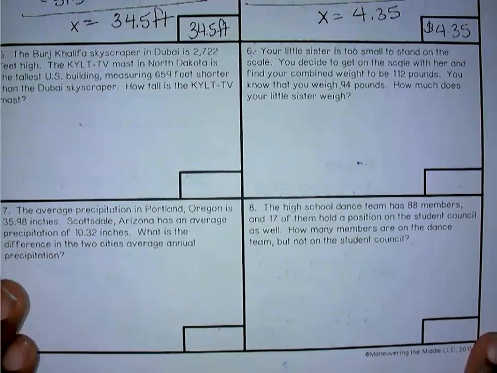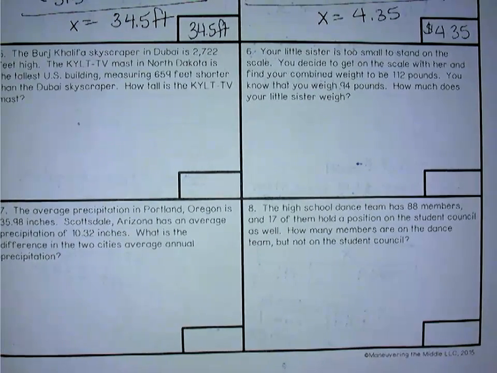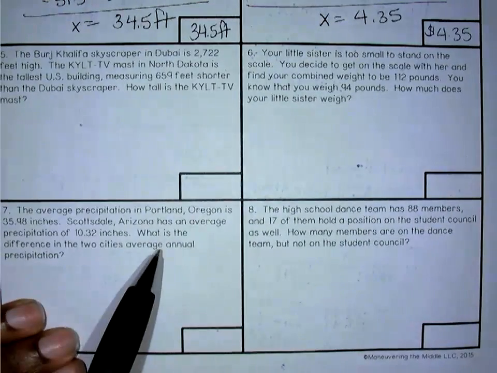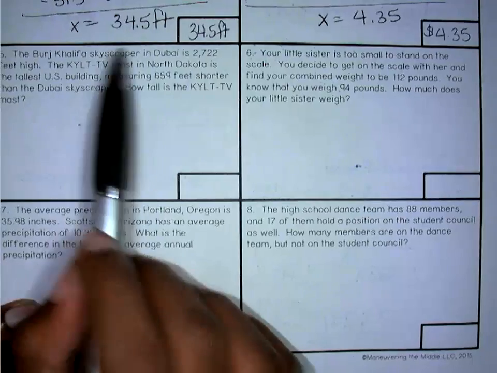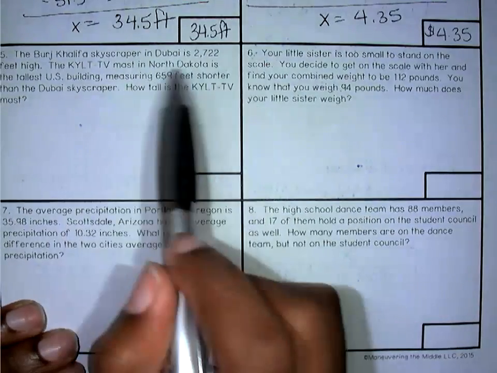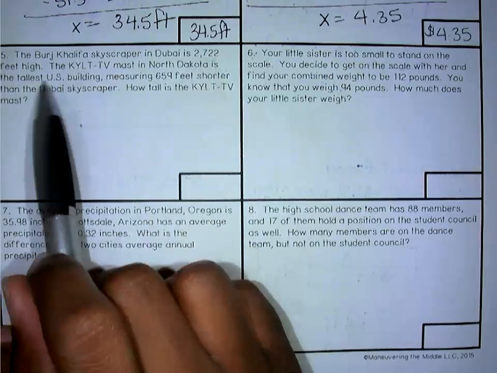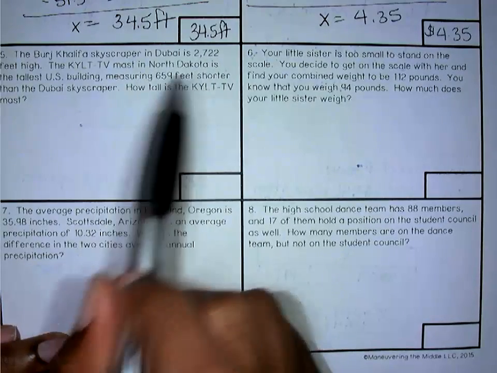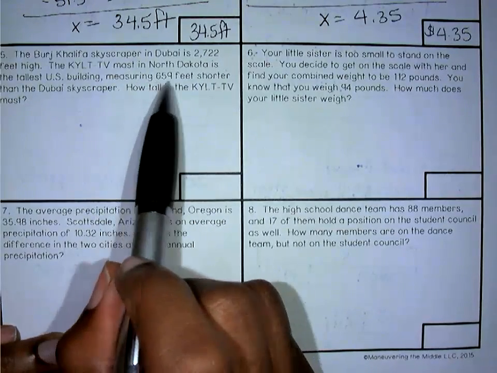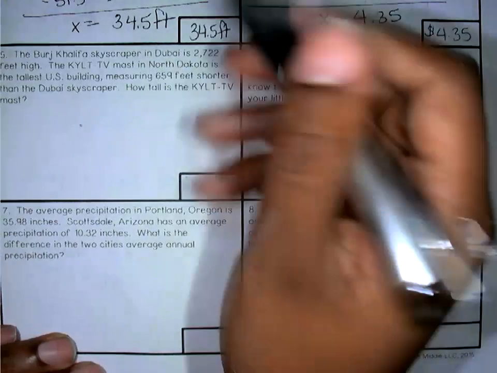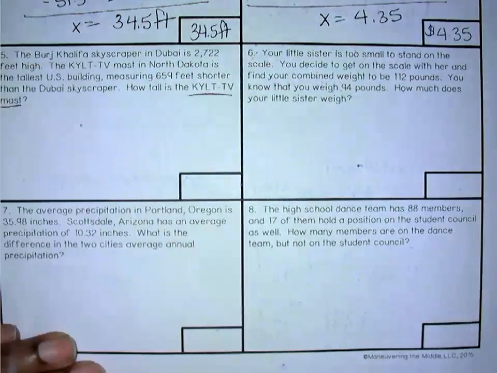All right, for 5, 6, 7, and 8. Okay. Now, this one has some crazy words in it. I'm not going to try to pronounce this, but they're talking about skyscrapers in Dubai, and it says one that was 2,722 feet high, and the one in North Dakota was measuring 659 meters shorter than the Dubai scraper. So you're trying to find your x for that.